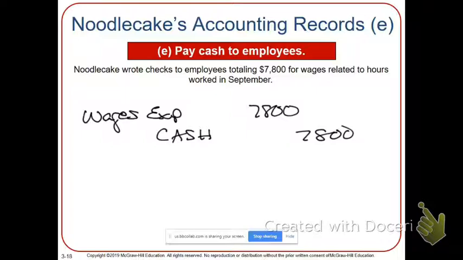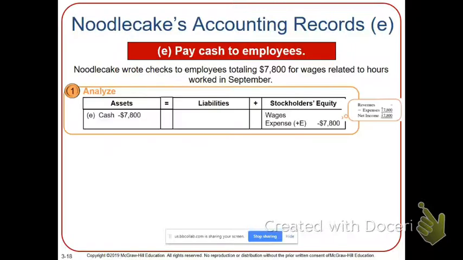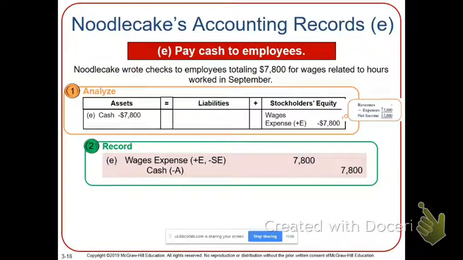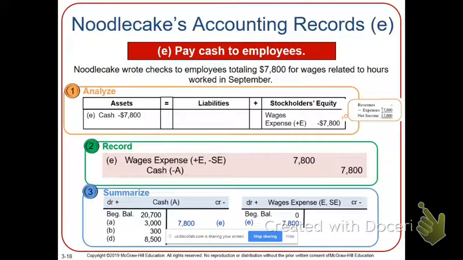And remember, expenses are always going to be debited unless we're closing them out, which we'll learn about in chapter 4 in like an hour, when we're finishing up. It's the last thing we do in chapter 4. And actually, it might be something you do on your own because it's smaller. But so wages expense and cash.